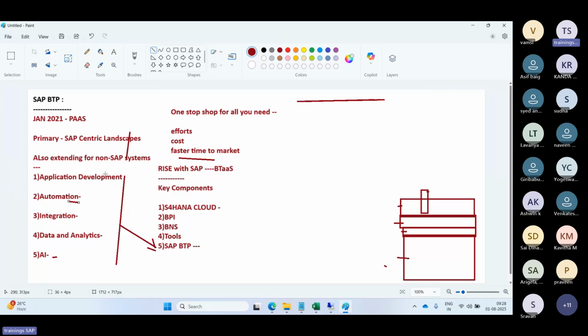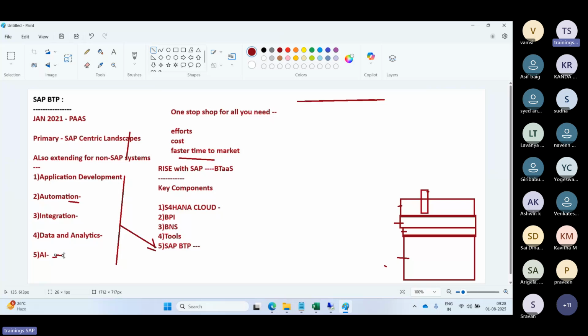So if you want to embed intelligence features like AI and ML into your business values, then you can use the AI-related functionalities in the BTP, right? So that's why you can use it here.